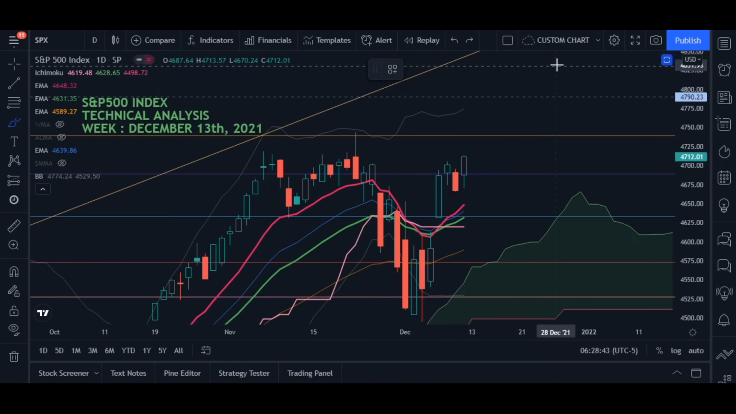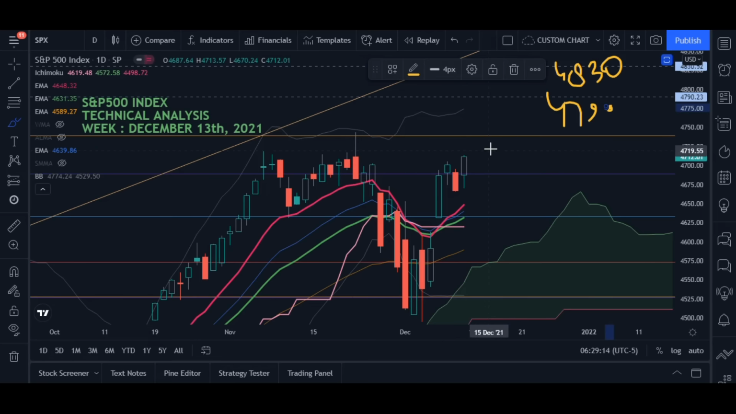So we have this resistance at 4830. However, I am not expecting the market to hit it, but still, because last week market has shown some very heavy movement, why take chances? Then we have, yes, this is a very important resistance at 4790. So this 4790 or 4800 is where the market will take a break. Whenever the market moves up and hits 4790, 4800, it will take a break.